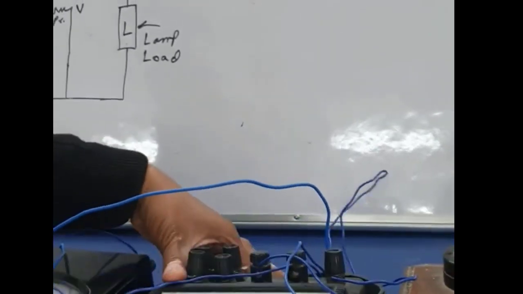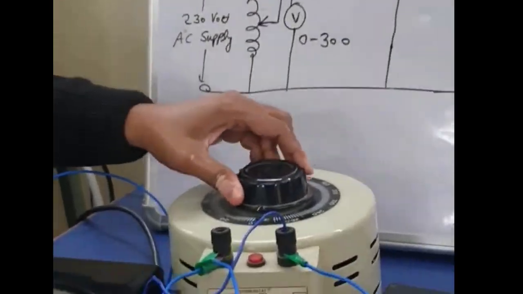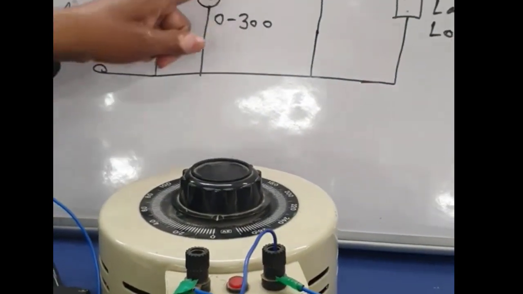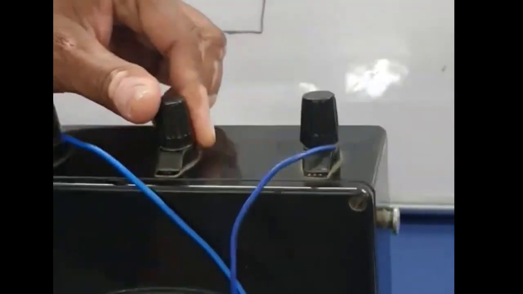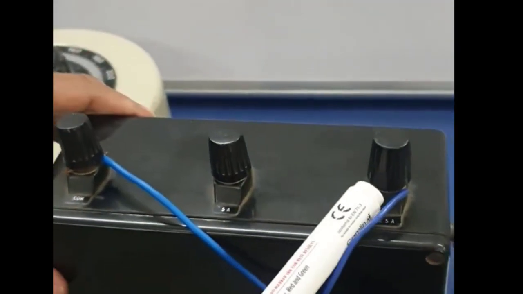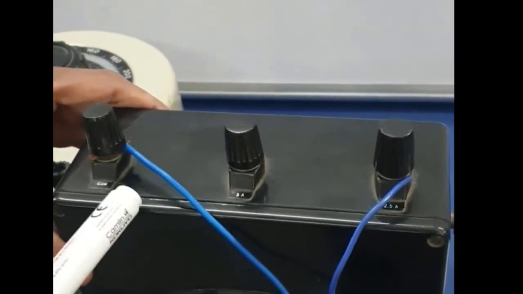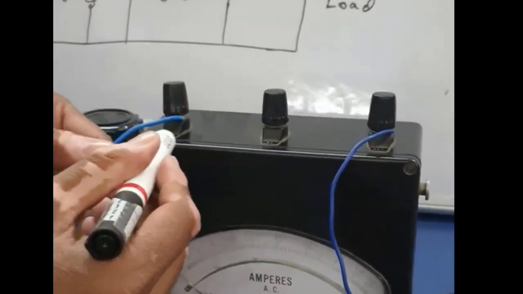And the next apparatus, as per the diagram, is the auto transformer. This one is the auto transformer symbol, and these are the ammeter and voltmeter. This one is the ammeter. The range of the ammeter is from 0 to 2.5 ampere. Actually we have a dual range ammeter, 2.5 and 5 ampere, but in this experiment we are using only 0 to 2.5 ampere. It means one wire we will connect to the common and the second to the 2.5 ampere.